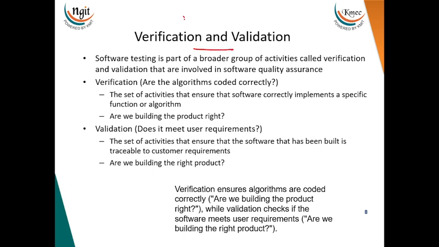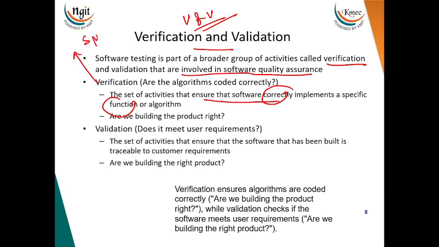Verification and validation, or what we call V and V. Please do remember, it is called verification and validation. Software testing is part of a broader group of activities called verification and validation that involve software quality assurance. Verification asks whether the algorithm is coded correctly: the set of activities that ensure the software correctly implements a specific function. Whereas validation is the set of activities that ensure the software that has been built is traceable to the requirement. Verification ensures we build the product right, whereas validation checks that the software meets the requirement.